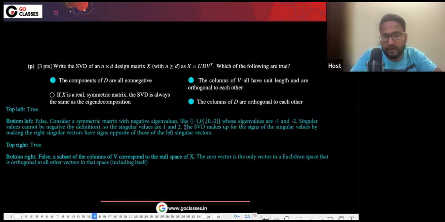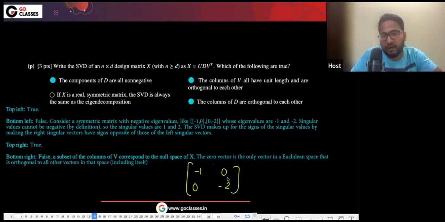Consider a symmetric matrix with negative values. For example, you take this matrix -1, 0, 0, -2. Its eigenvalues are -1 and -2, but the singular values cannot be negative. The SVD makes up the sign by making the right singular vector sign opposite. So what they're saying is that the SVD is always the same as the eigenvalue decomposition.